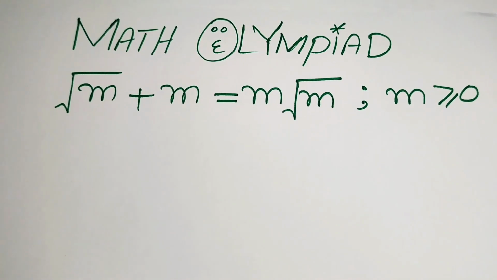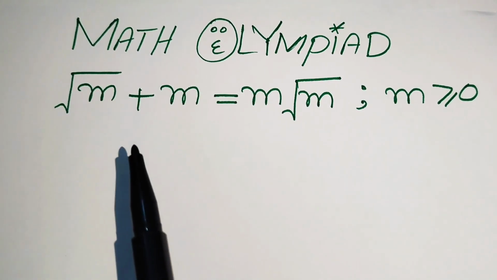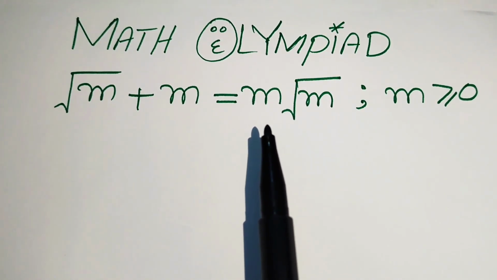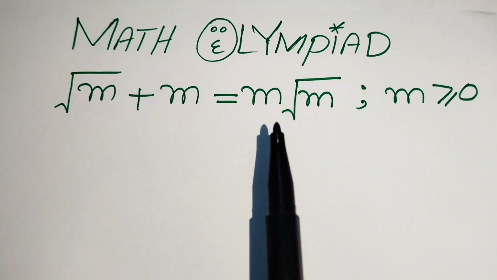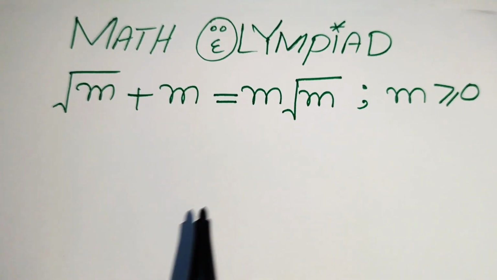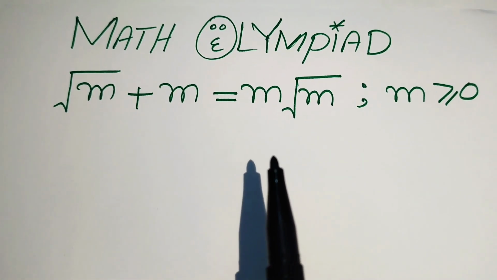Hello everyone, welcome to solve this math Olympiad algebra problem, and here we have square root of m plus m equals to m times square root of m. So here we solve this problem for the values of m, but remember one thing: our m must be greater than or equal to 0.